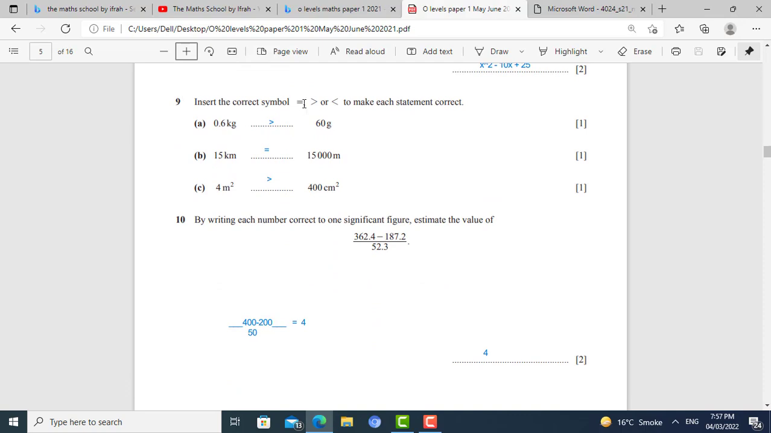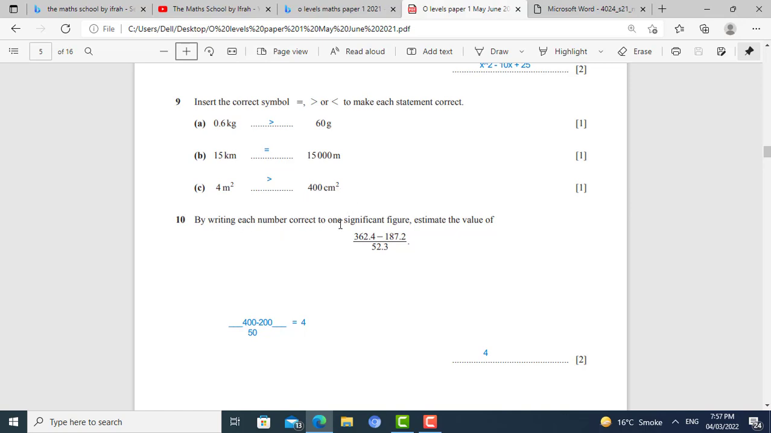Okay, insert the correct symbol: equal to, greater than, or less than, to make each statement correct. 0.6 kg is greater than 60 grams. 15 kilometers is equal to 15,000 meters, because 15 kilometers when converted into meters is 15,000 meters. So 15 kilometers is equal to 15,000 meters. 4 meters squared is greater than 400 centimeters squared.